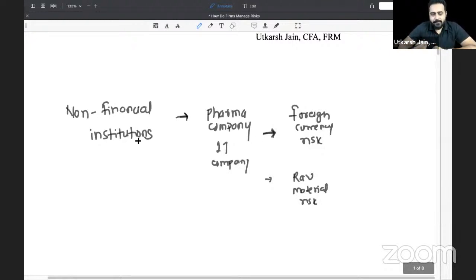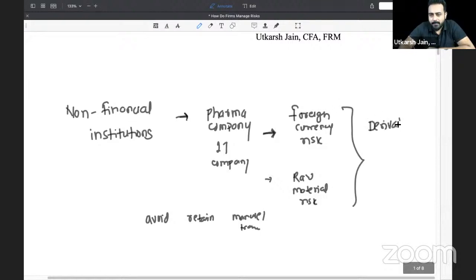Now, what these firms will do is they will take a decision on whether we want to avoid taking the risk, or we want to retain the risk, as in we want to keep the risk on the books, or we want to manage or transfer the risk. Typically a lot of these IT companies would try to manage this risk with the help of derivatives. They would probably book forward contracts or swap contracts and try to manage the risk. So we'll look at one example in the non-financial space today, and then we'll look at one example in the financial space.